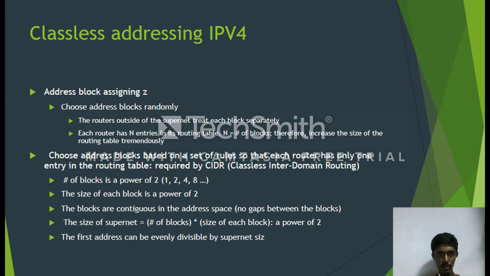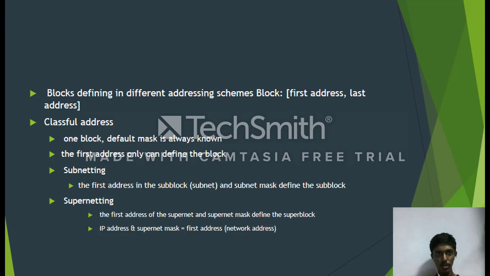The number of addresses in a block is a power of 2, such as 1, 2, 4, 8 and so on. The size of each block is a power of 2. The blocks are contiguous in the address space, with no gaps between the blocks. The size of a supernet is a multiple of 2 and the first address must be evenly divisible by the supernet size. Blocks can also be defined in different addressing schemes, such as first address and last address.